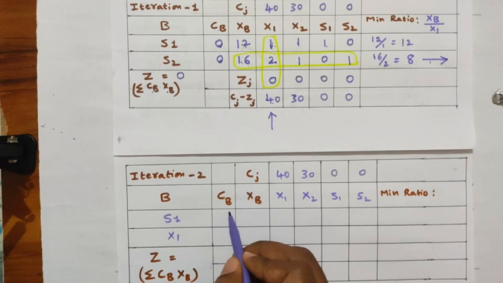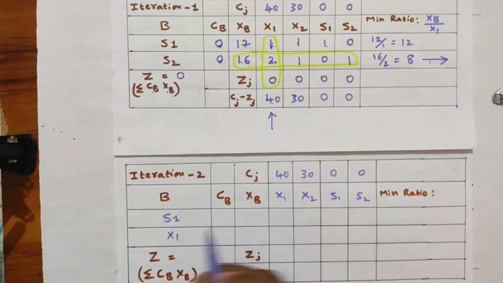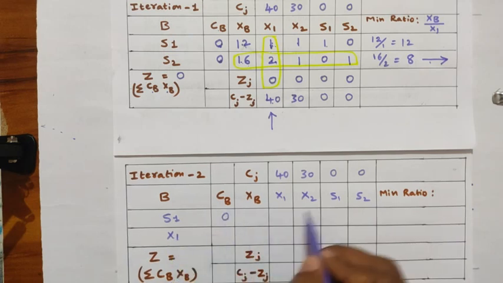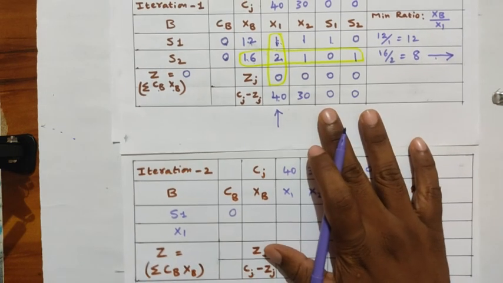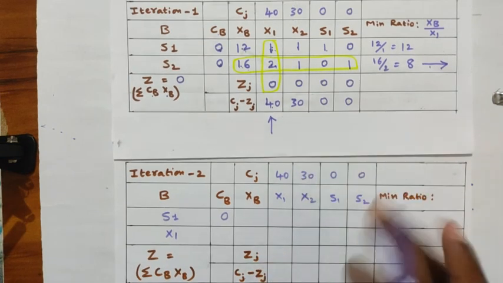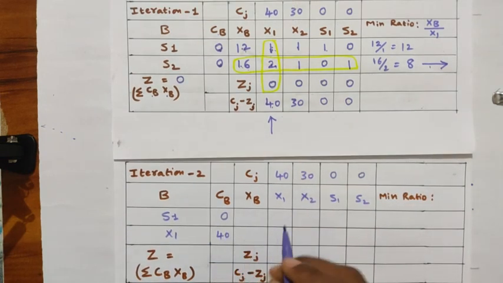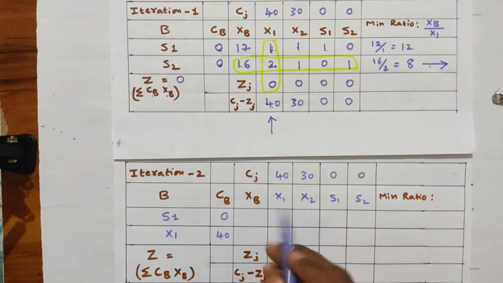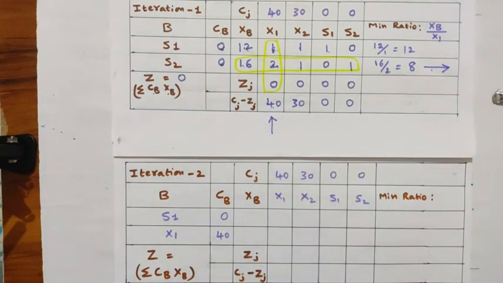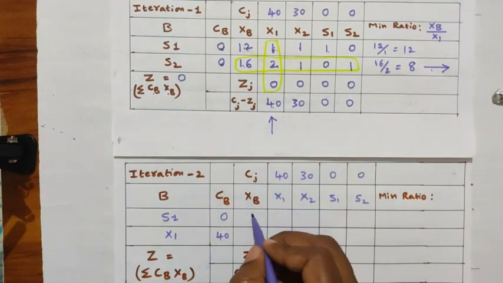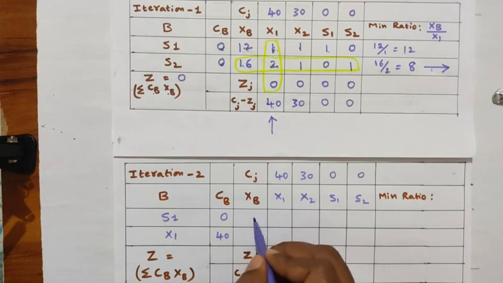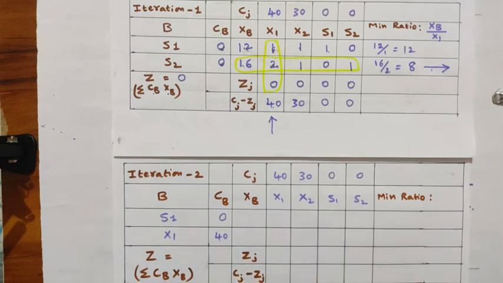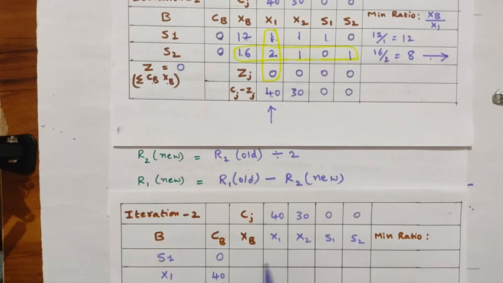For the coefficients of basic variables in the objective function, the S1 coefficient is 0, so we write 0 here, and the X1 coefficient is 40, so we will write 40 here. Similarly, for the XB values, we need to write the first row values and second row values.